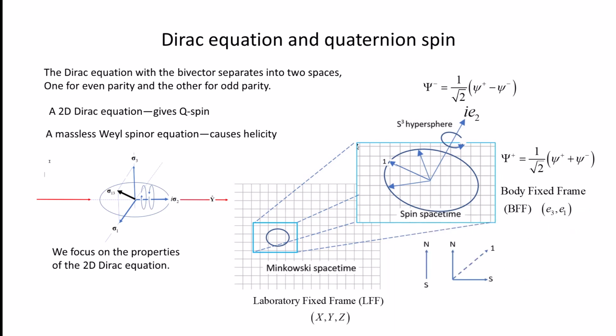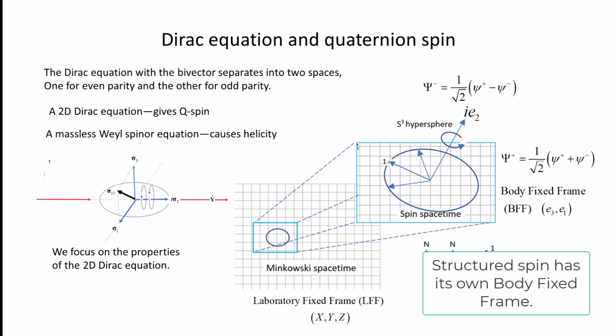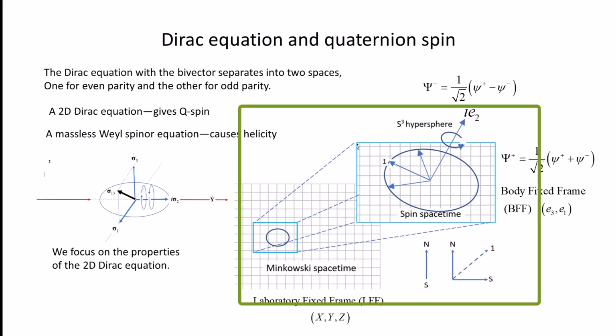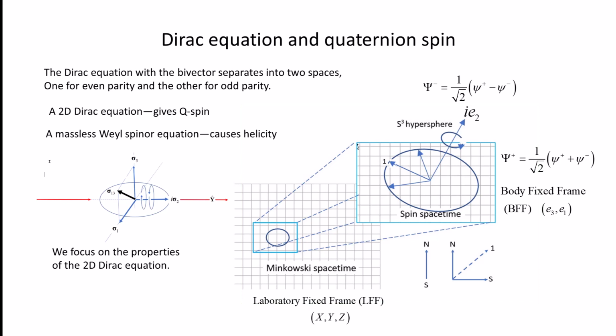Since spin has structure, each can be oriented differently, so that each spin is defined in its own body-fixed frame. This is oriented relative to Minkowski spacetime by a rotation. The spin spacetime diagram here displays the relationship between Minkowski spacetime and spin spacetime. Spin spacetime breaks up into two spaces, the two-dimensional plane of polarization of even parity states, and the S3 hypersphere for the quaternions that spin the axis of odd parity states.